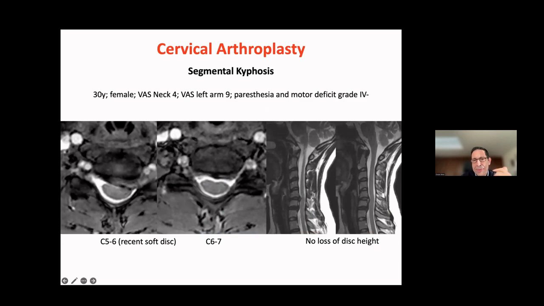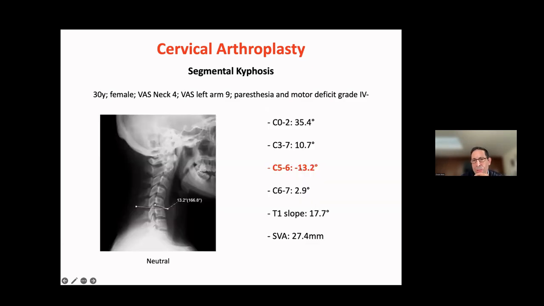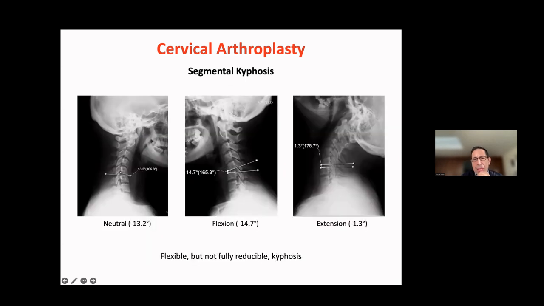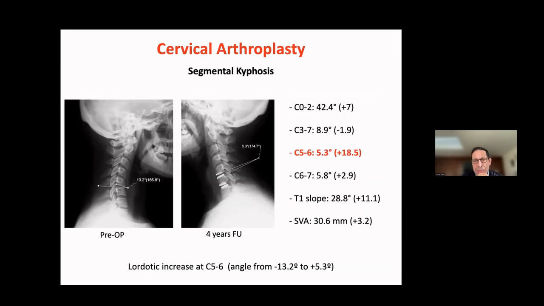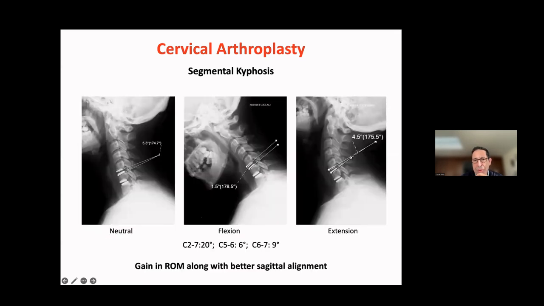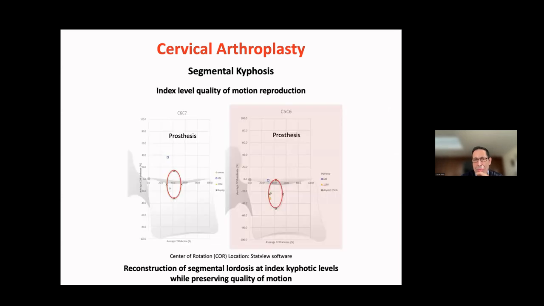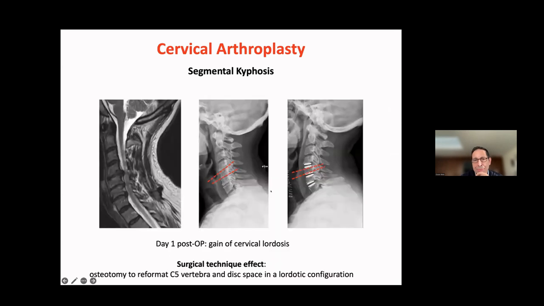This is one case, minus 13.2 degrees in this case here. It was flexible, but not fully reducible kyphosis, as you can see here. And there was a dramatic increase in lordosis with the implant, almost 18.5 degrees of increase, with a gain in range of motion, a good sagittal alignment, and a good location of the center of rotation of the disc.